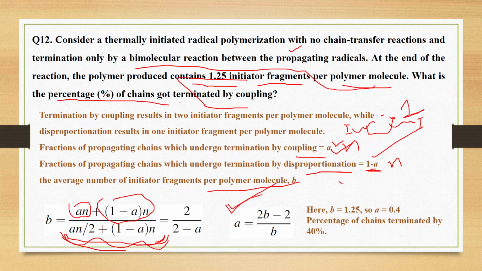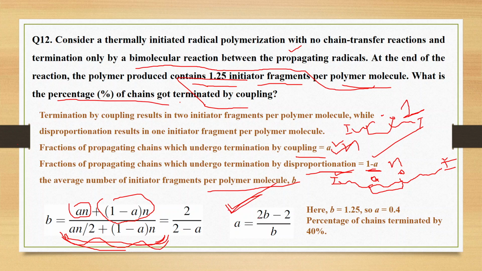Because when you are thinking about coupling, there are two radical species. This is one radical species, and this is another radical species. These two come together and form one polymer chain by termination. But this propagating radical has one initiator molecule, and this propagating radical also has one initiator molecule, right? So in the terminated species, you originally have two I species, so you are calculating twice. That's why there is a division by 2 in the final formula.